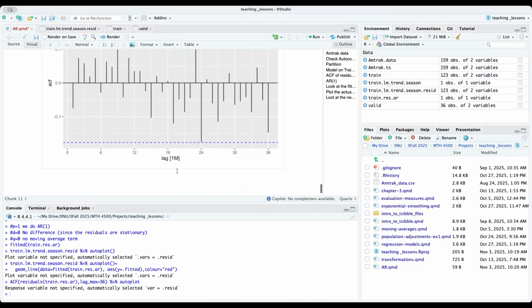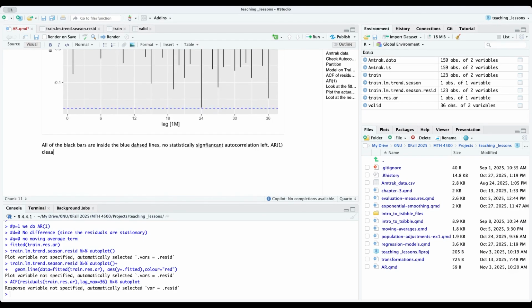This is what we can say. All of the black bars are inside the blue dashed lines, so no statistically significant autocorrelation left. We can say AR1 cleaned the leftover autocorrelation. So this is what we have done.